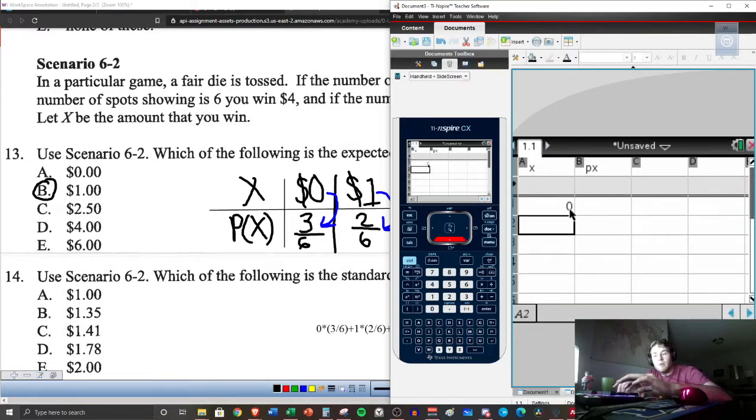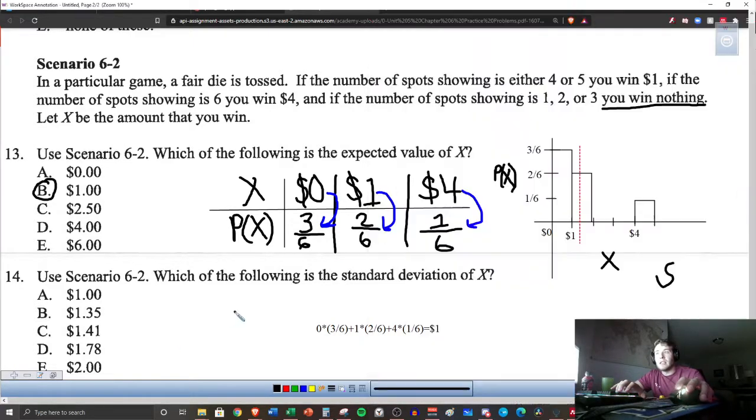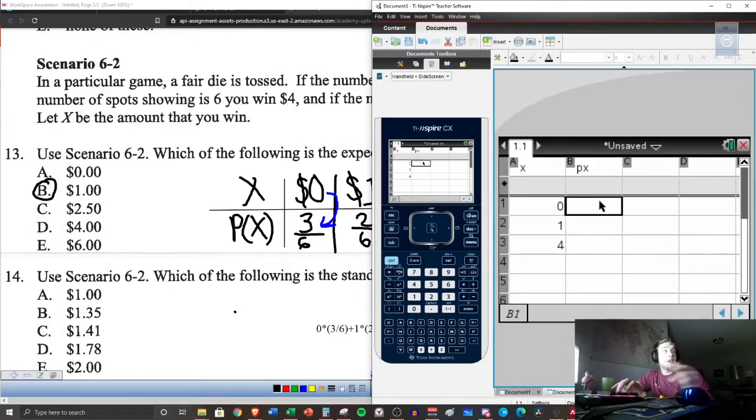So I'm going to put 0, 1, and 4 inside of my cells. And that's just coming straight from this table here that we have. So 0, 1, 4. Now we want to put in the probabilities. So the probabilities, we're going to type them as fractions, and the calculator will automatically simplify them for us. So the probability of getting 0 is 3/6. The probability of getting 1 is 2/6. And the probability of getting 4 is 1/6. So there's our values.